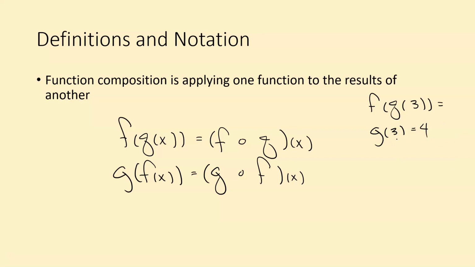Okay, so our input is 3, our output is 4. Now this output 4, it's the output for this function g, that becomes the input for the function f. Because g of 3 equals 4, now we can substitute in 4 for g of 3. So now I plug that in right there, and let's say f of 4 equals 7. So then 7 would be the final answer.